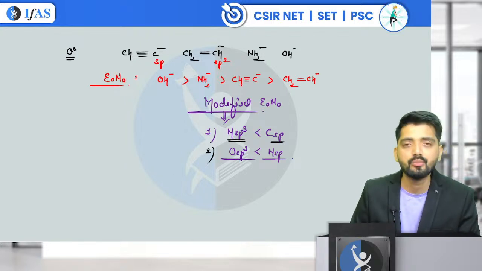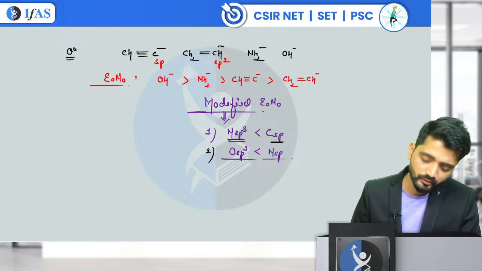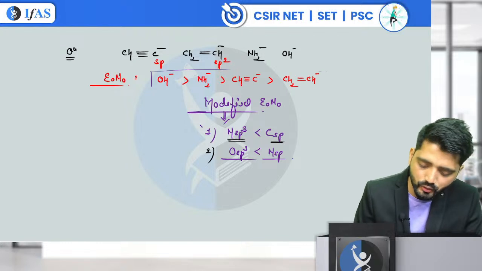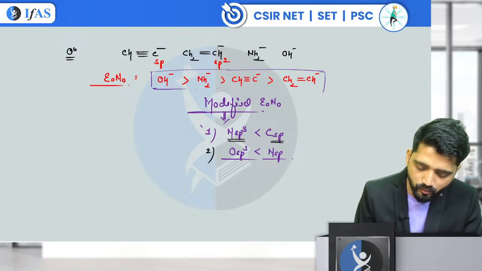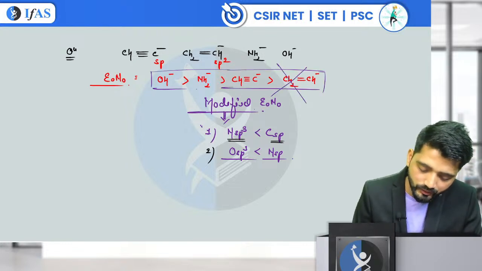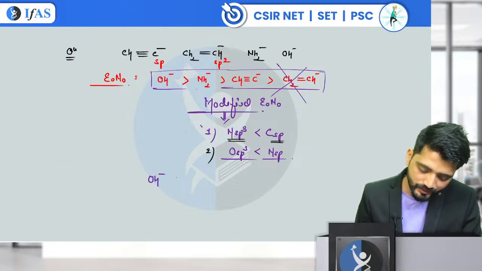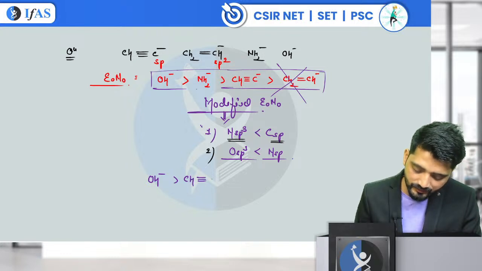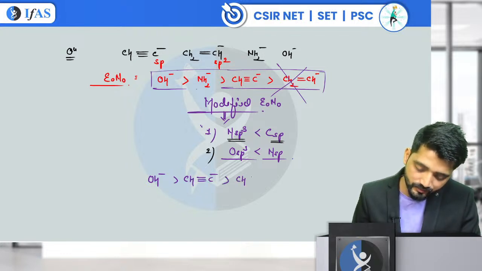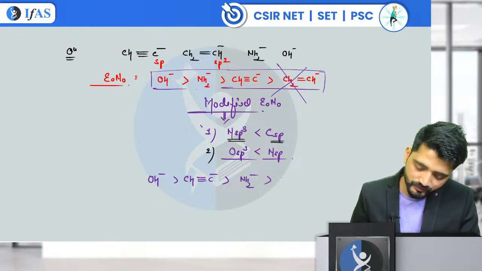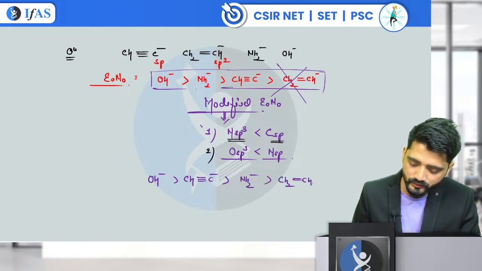So this is also an important factor. Take care of these points also. The correct order for electronegativity should be this order. We will put it in a box and we will do criss-cross. The correct order should be OH minus, and then C≡C minus, and then comes your CH=CH minus. Then comes your nitrogen, that is NH2 minus, and at last comes your CH2=CH minus.